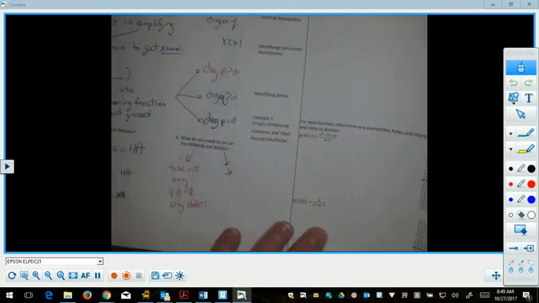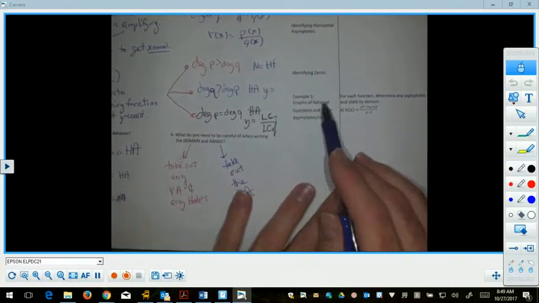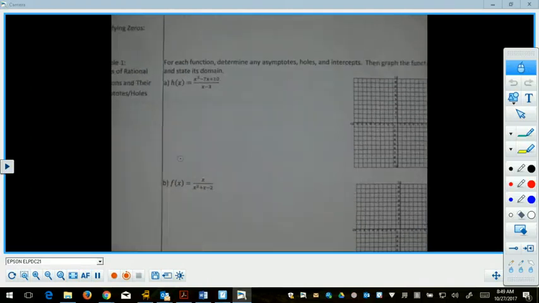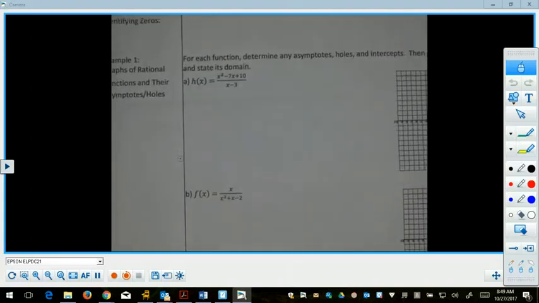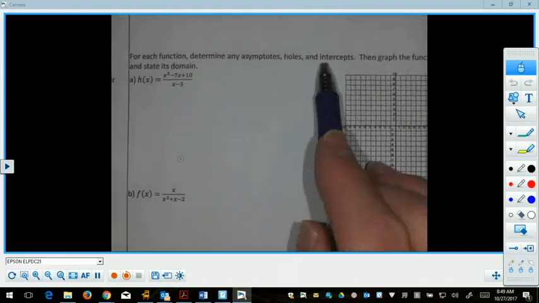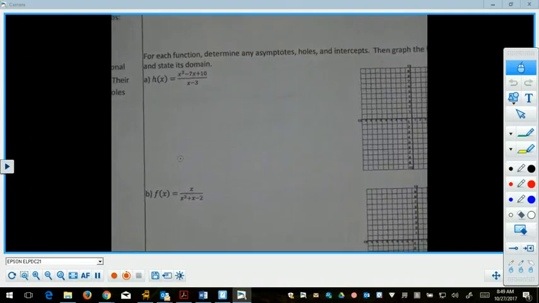For these rational functions, we're asked to graph the rational functions and their asymptotes and holes and all that wonderful stuff. You can't see that. Let me zoom in more. For each function, determine any asymptotes, holes, and intercepts. That would include the y-intercept because they didn't just say zeros. Then graph the function and state its domain.